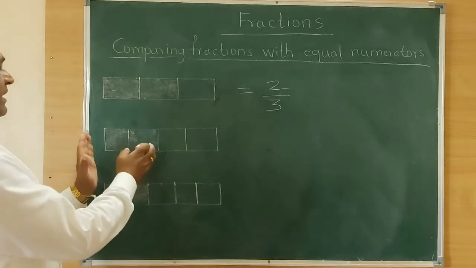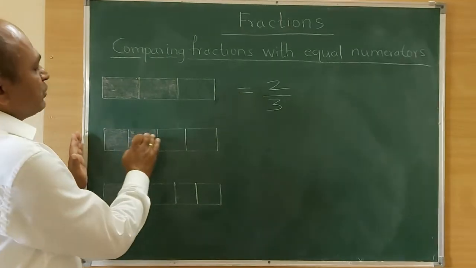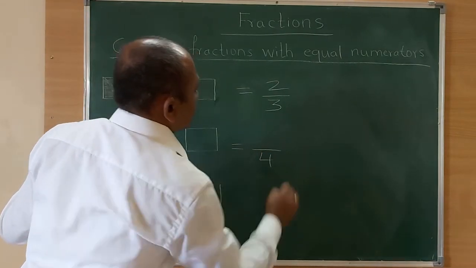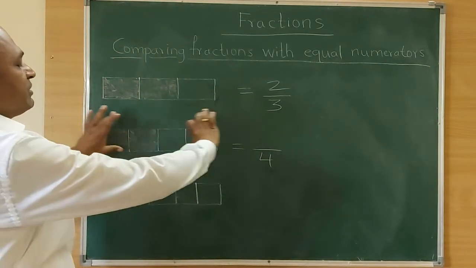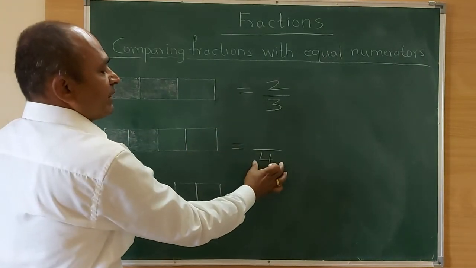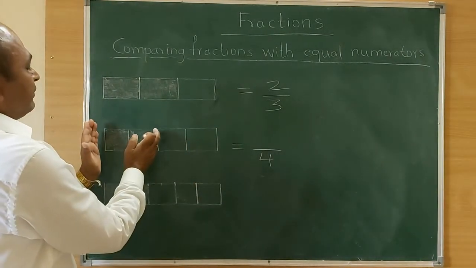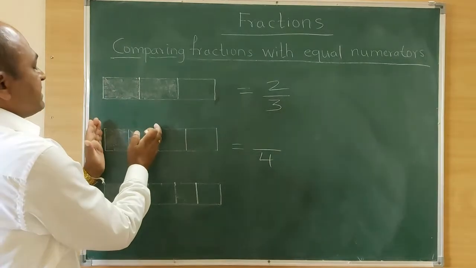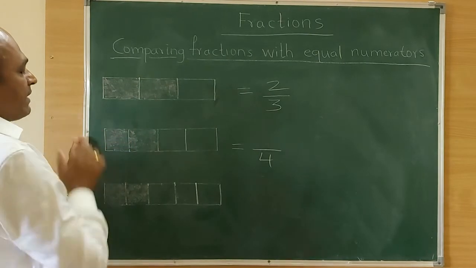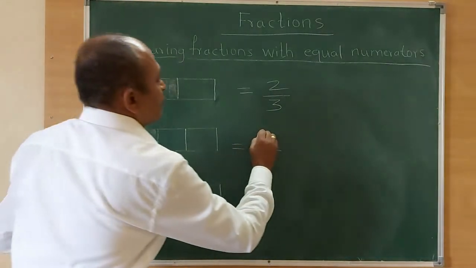Second strip. The second strip is divided into 4 equal parts. So denominator will be 4. The division of one whole object is done into 4 equal parts. And how many of those parts are considered? Means shaded parts are what we have to consider. So 2 parts out of 4 are shaded. So 2 upon 4.